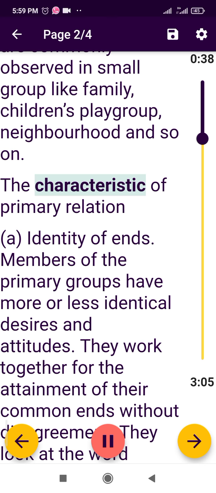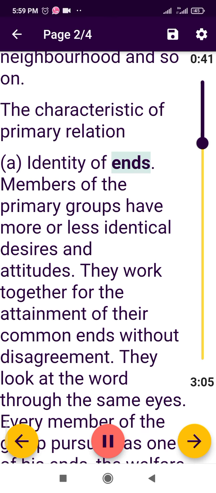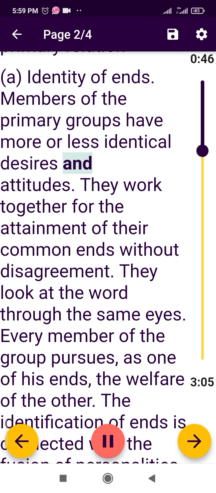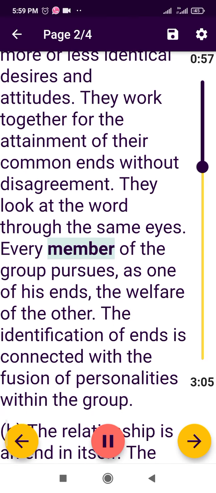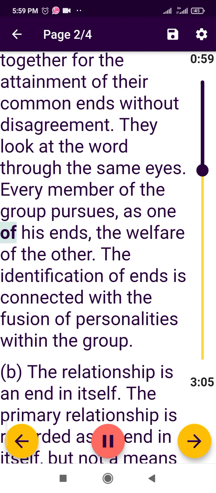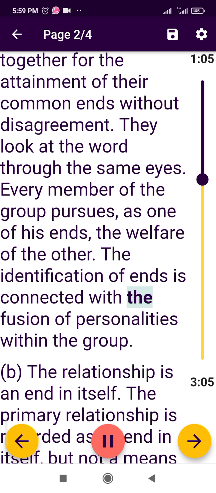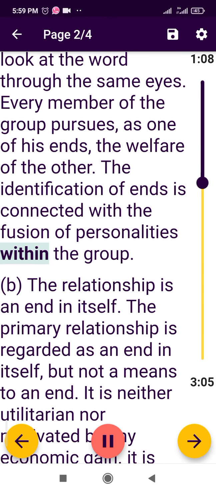The characteristics of primary relation. A. Identity of ends. Members of the primary groups have more or less identical desires and attitudes. They work together for the attainment of their common ends without disagreement. They look at the world through the same eyes. Every member of the group pursues, as one of his ends, the welfare of the other. The identification of ends is connected with the fusion of personalities within the group.